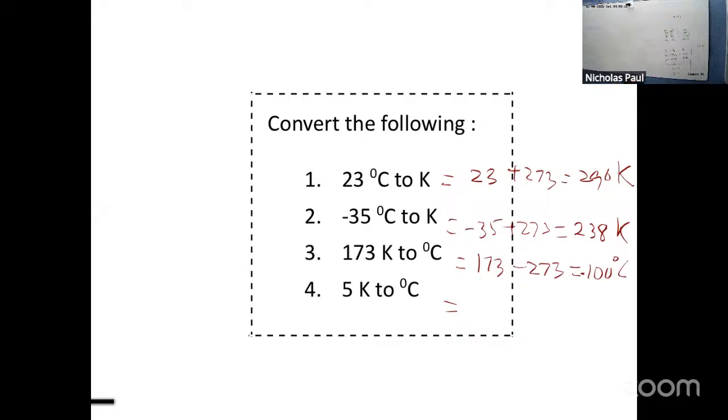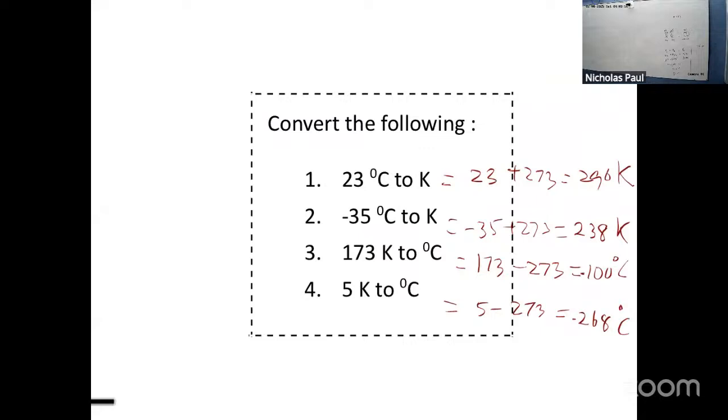No, but do use it, 0.5, right, Miriam? Don't use it 0.5. So it will be 5 minus 273, which you all said is 268. Sorry, minus 268 degrees Celsius. Everybody okay with that? Nice. So that is how we convert, right?